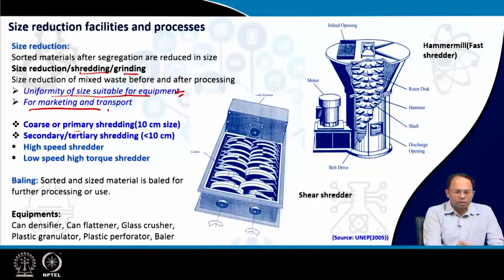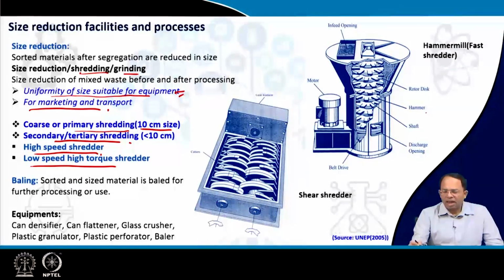So either coarse or prime, we can do coarse shredding, which is 10 centimeter and above, or secondary or tertiary setting, which is less than 10 centimeter. So that means we can do a very coarse shredding, or we can go fine shredding as well. Similarly, we have got high speed shredders and we have got low speed shredders with high torque.